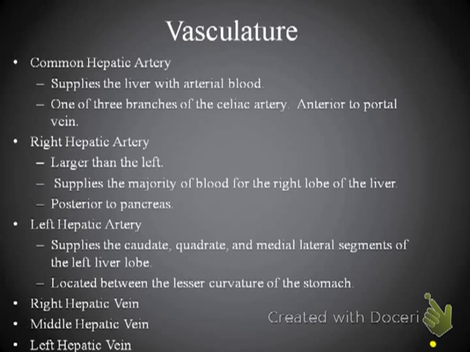Also, in terms of the liver, we have the common hepatic artery, the right hepatic artery, the left hepatic artery, the right hepatic vein, middle hepatic vein, and left hepatic vein. So several areas of vasculature. The common hepatic artery supplies the liver with arterial blood. So that's something to keep in mind. It's one of 3 branches of the celiac artery. And so keep that in mind as well, that it's part of the celiac artery.